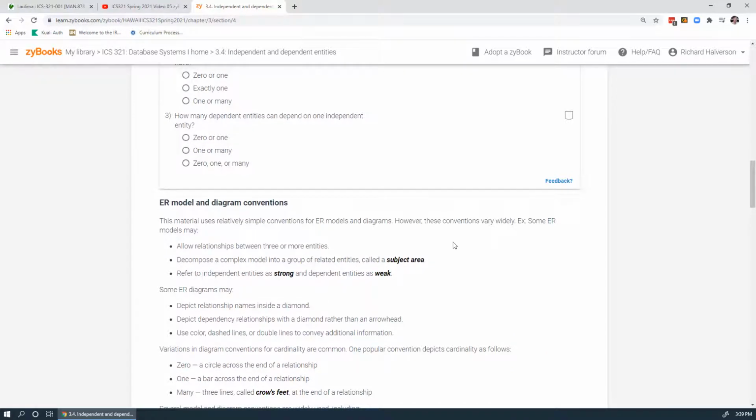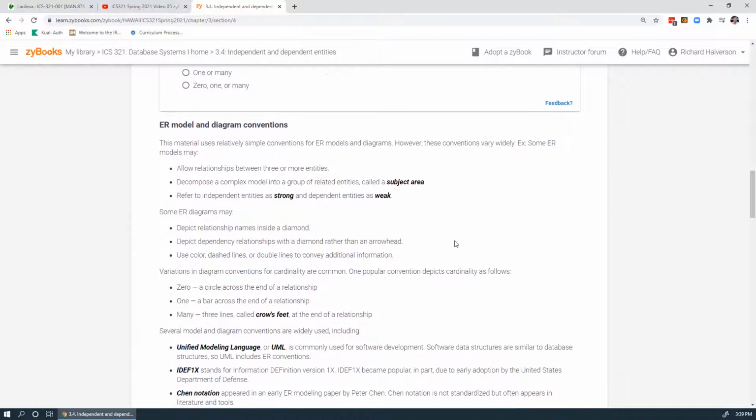Entity relationship model and diagram conventions. Okay, so there's all different kinds of conventions for expressing entity relationships. Okay, and that's what this talks about here. There's different terms for the same thing. Like independent entities are considered strong entities, and dependent entities in some conventions are called weak entities.